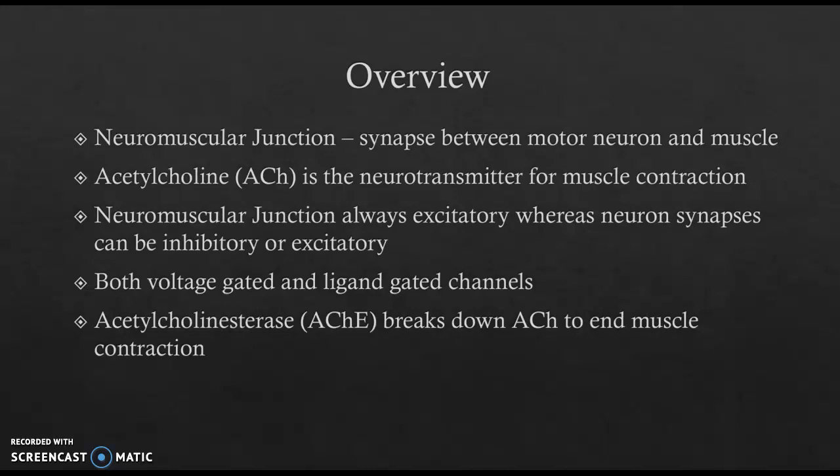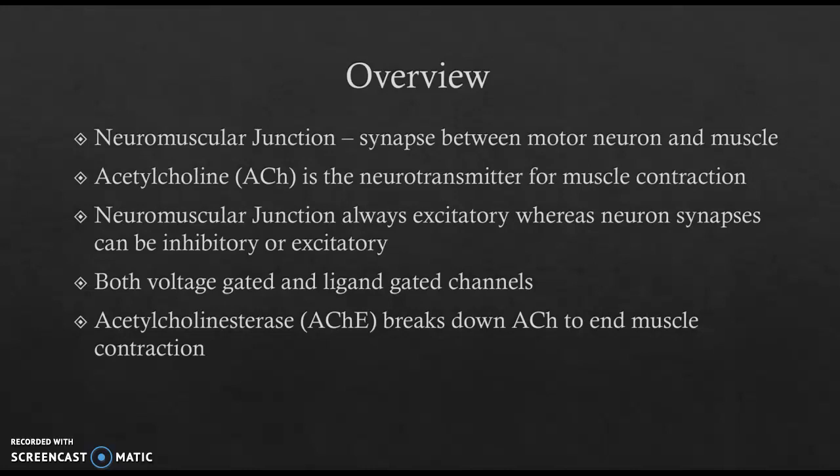Acetylcholine is the neurotransmitter that is involved with the neuromuscular junction in order for muscles to contract. And one of the things specific to the neuromuscular junction, as opposed to synapses between neurons, for example, is that the postsynaptic membrane is always going to be excitable. There's not an inhibitory response for that postsynaptic membrane.